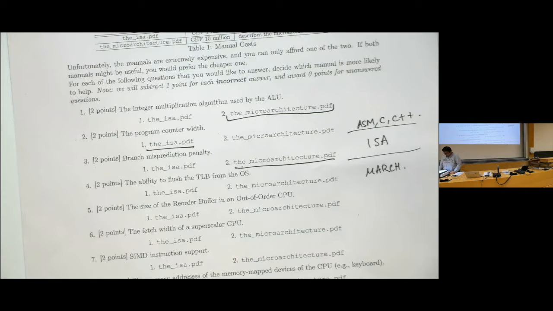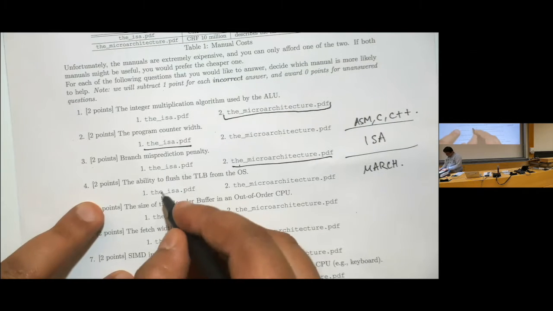And the ability to flush the TLB from the OS. So TLB flush is something that is triggered by the kernel or the operating system. So when the software page tables are updated and the TLB has to be flushed because it has stale information, the OS will use some registers mentioned in the ISA to trigger the TLB flush.